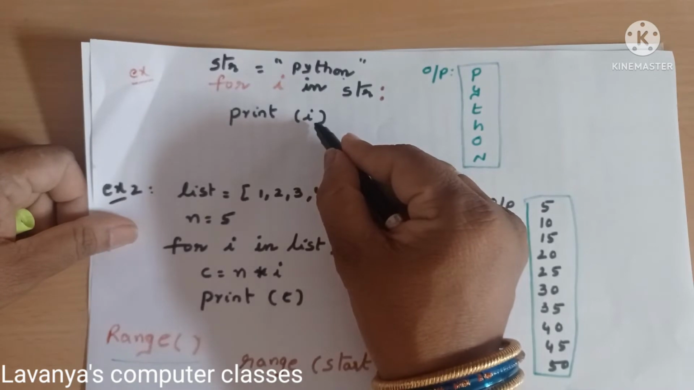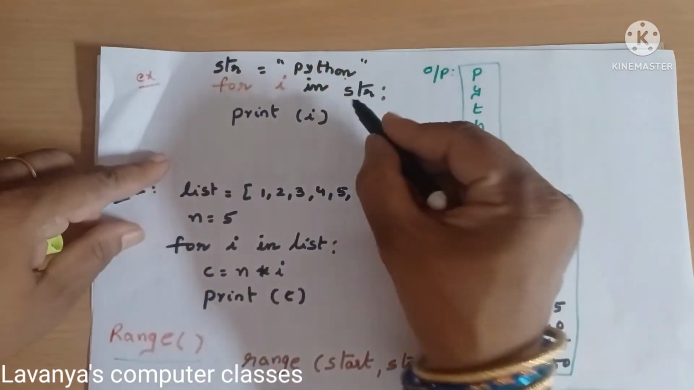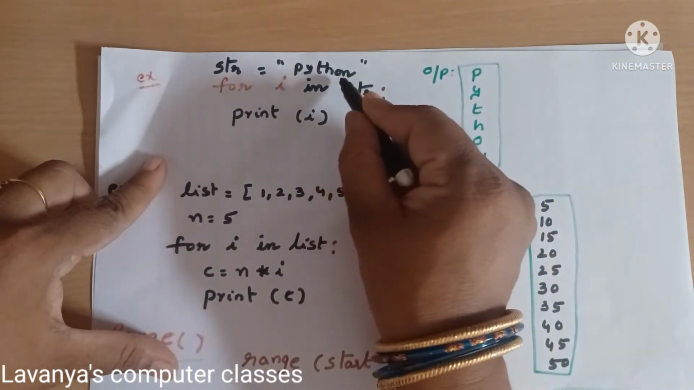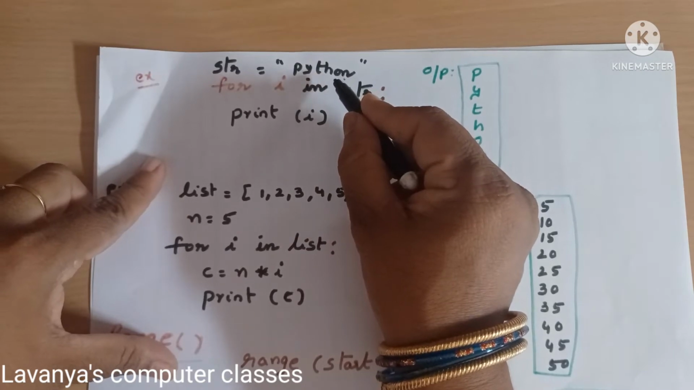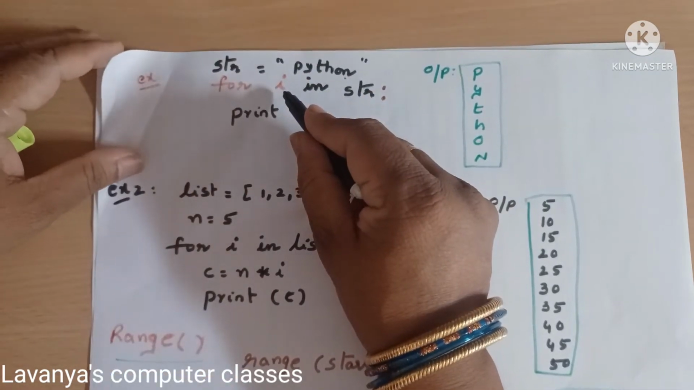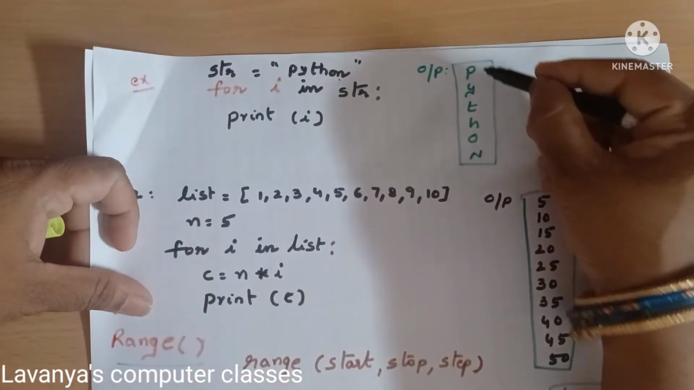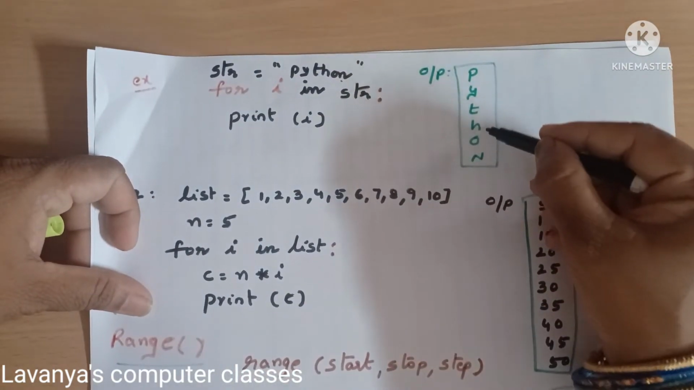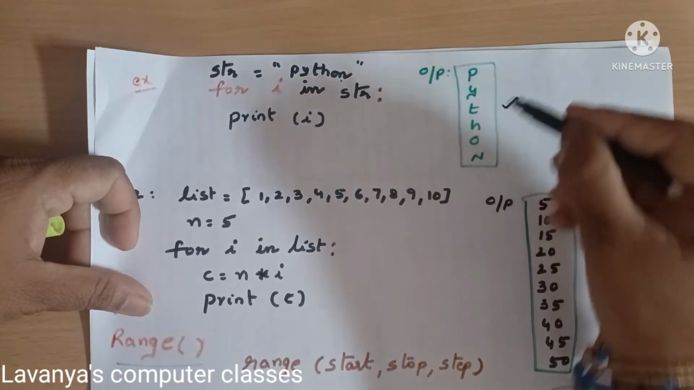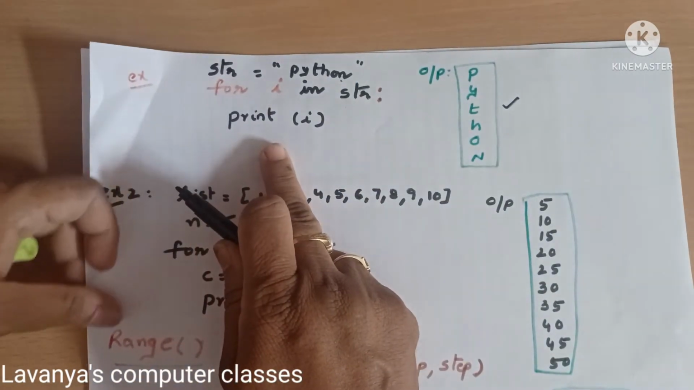Print i. Print i means this is the output. In the str, which values are there? Python, a set of characters. But the for loop takes one value at a time. From Python it takes first P, then Y, T, H, O, N, like this it printed. So this is one example.